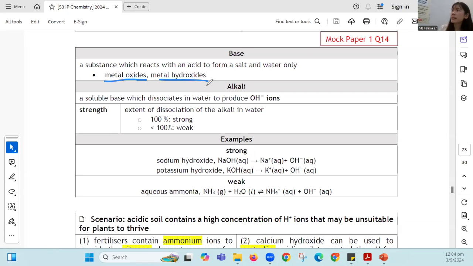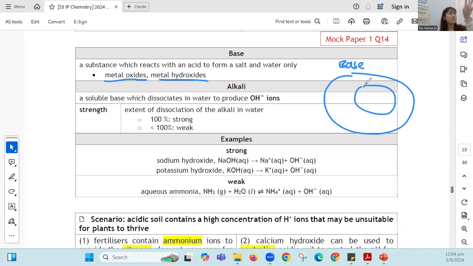Then among all the bases, you can further differentiate them into base or alkali. If I were to draw a Venn diagram, base would be the overall. We have different categories: acid, base, salt. So base is a category. Within the base, there is actually alkali, which are soluble. The rest that are insoluble will remain as base.